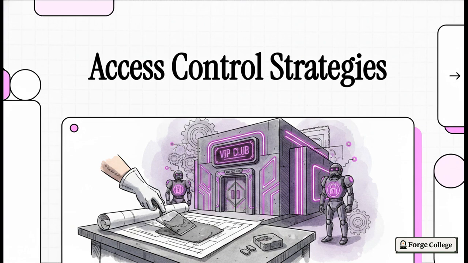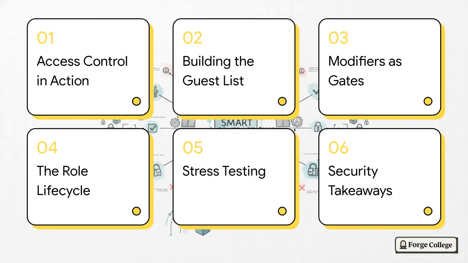Let's get into it. Here's our quick roadmap for this explainer. We're going to hit access control in action, building the guest list, modifiers as security gates, the role lifecycle, stress testing your contract, and we'll wrap it all up with our core security takeaways. All right, let's dive right into the blueprint and figure out how we're going to build the doors and hire the bouncers for this highly secure VIP club of ours.